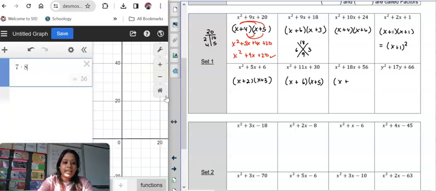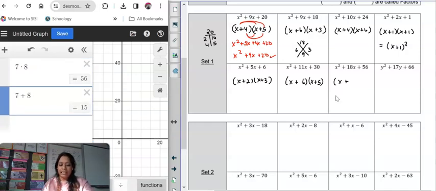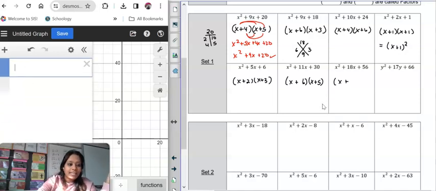7 times 8 is 56. 7 plus 8 is 15. No, that's not going to work. What else is going to give me 18? Well, I'm going to turn it into a table in decimals.